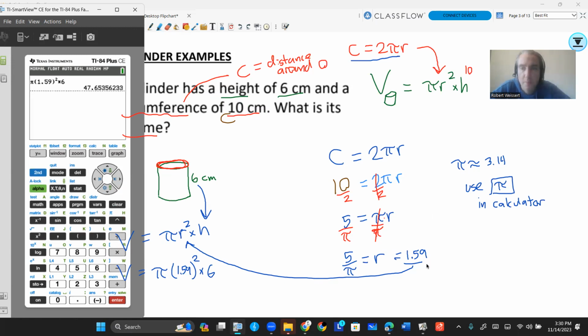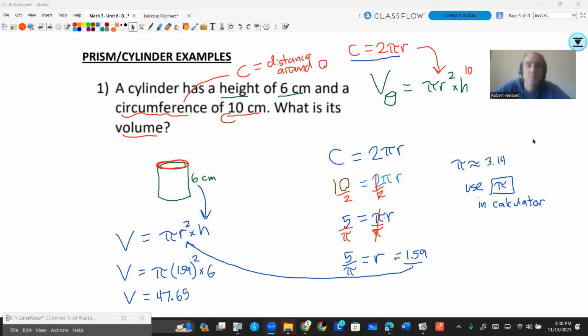Let's write our units correctly. When you're calculating volume, volume is always going to be in cubic units. So in this case, our units are centimeters. So we'll say centimeters cubed or cubic centimeters. So we say 47.65 centimeters cubed. And that's how we write our answer. And there you have it, example 1. Make sure you write all that down.